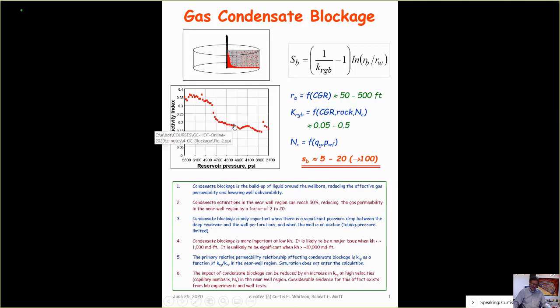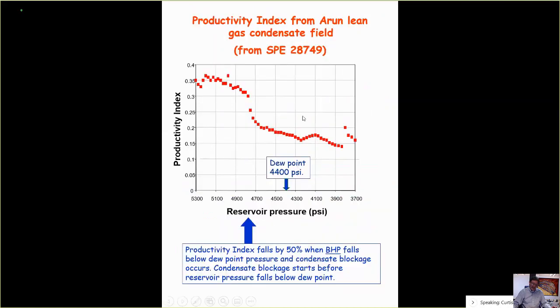Now, this is an interesting figure because this is a real figure from the Arun field, from the paper SPE 28749. If you really want to see a good example where condensate blockage was important, this is the go-to paper. The initial reservoir pressure was 5,300 pounds, the dew point 4,400 pounds. So in the first years of production, they were probably not drawing below the dew point to get the rates that they needed.